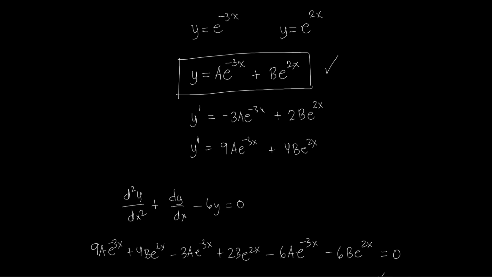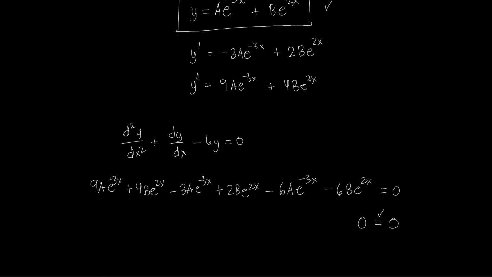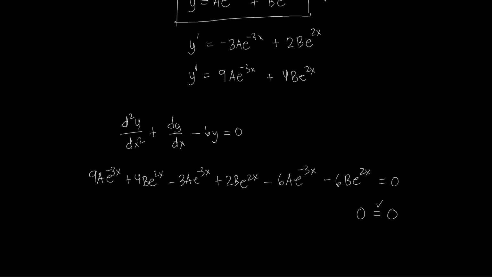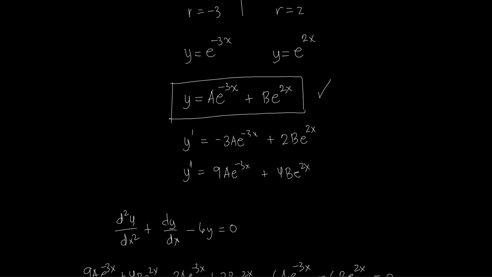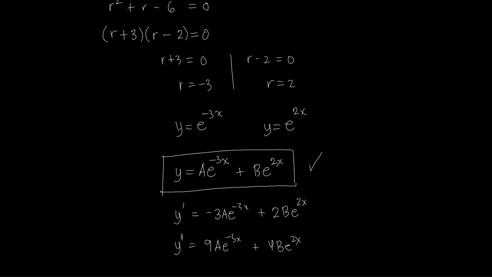Okay? Is the coefficient of b e raised to 2x also 0, sir? Is it 4b e to 2x or 2b e to 2x? 4 plus 2 minus 6, yes, it is zero. Okay, sir. This could be the solution.